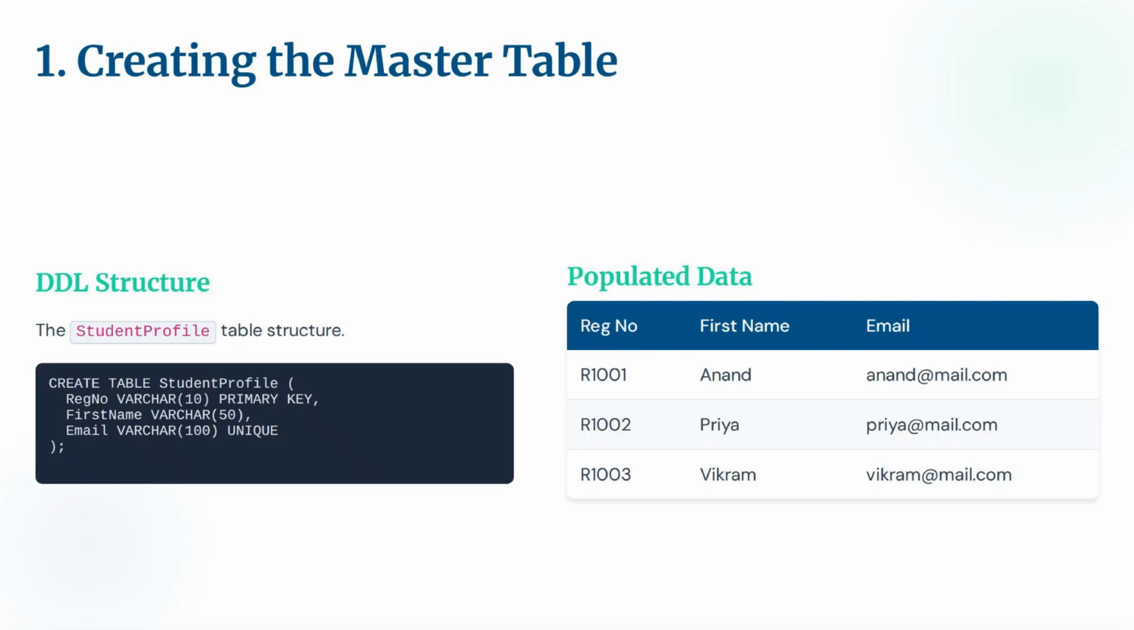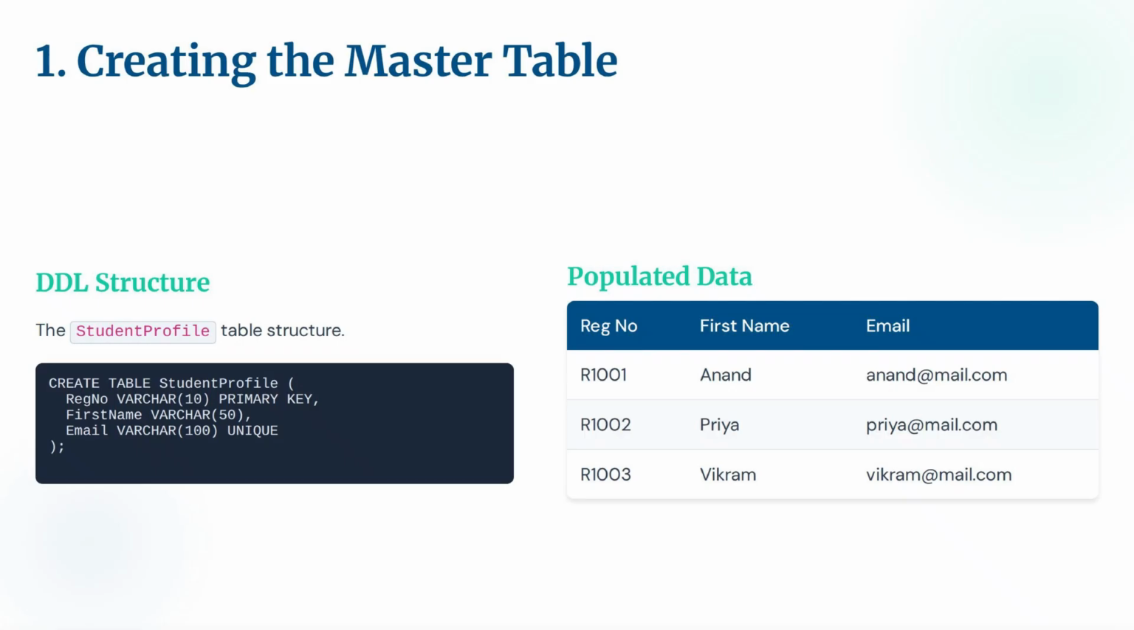So here we are going to create a table named student profile. Student profile has three columns, namely register number, first name, and email. So to create a table, we have to write the syntax create table and the table name, where here we have denoted the table name as student profile. And after that we have to put the open bracket here.